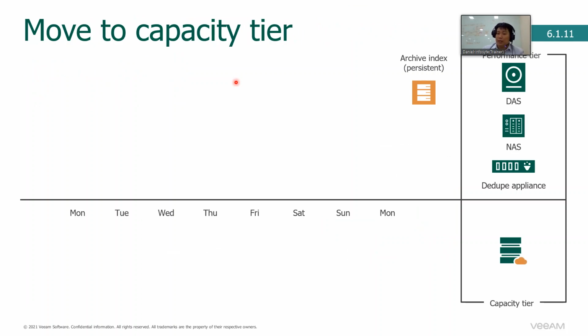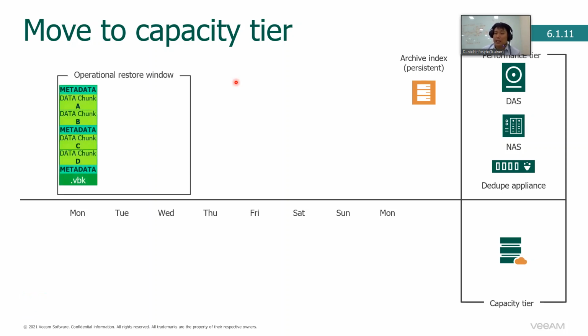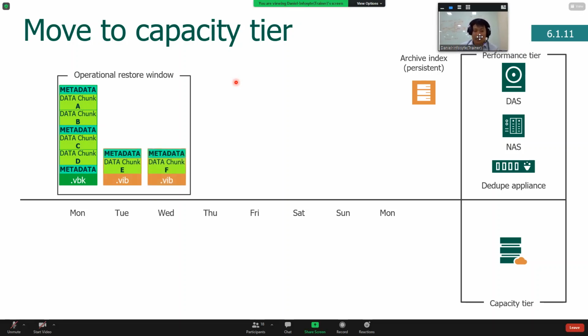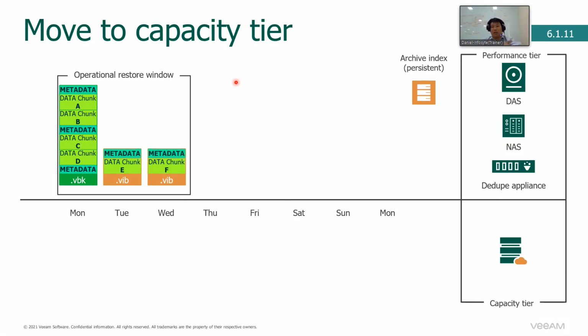Now, how about the movement? You will see that over here, move to capacity tier. When the backup creates your backup data, it will only sit in your performance tier, no matter how many days there are. That's why using move to capacity only, it is not able to fulfill the 3-2-1 requirement. Okay, so this is the data behavior.